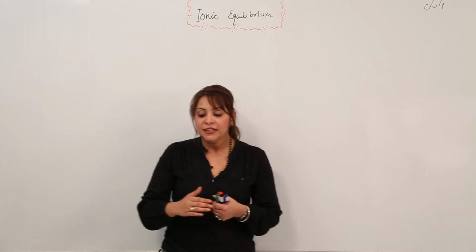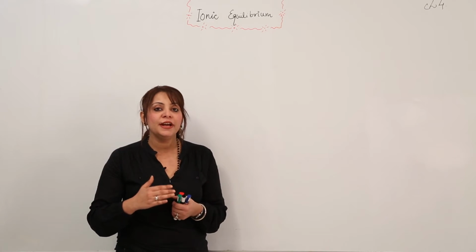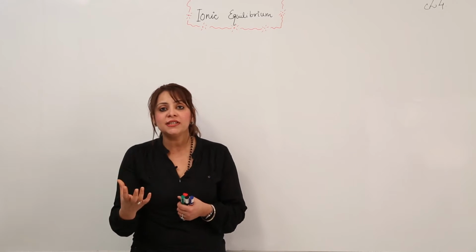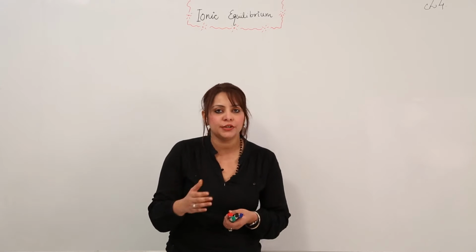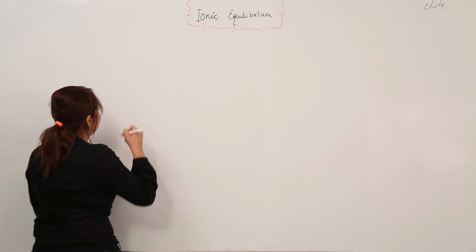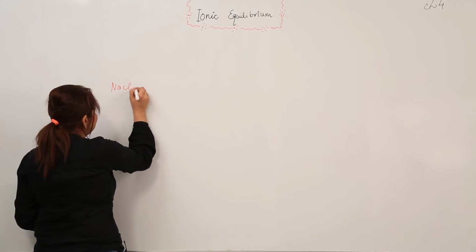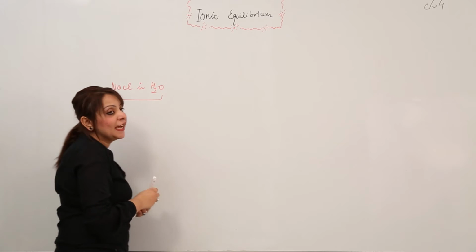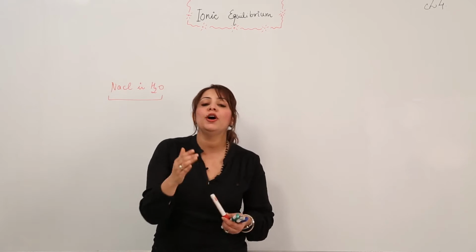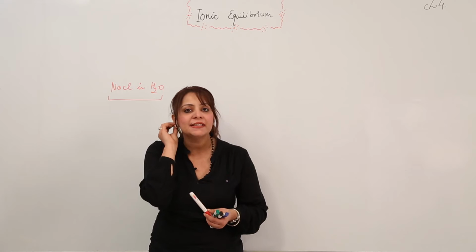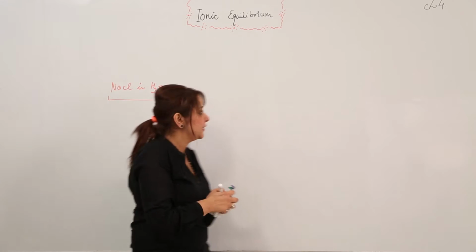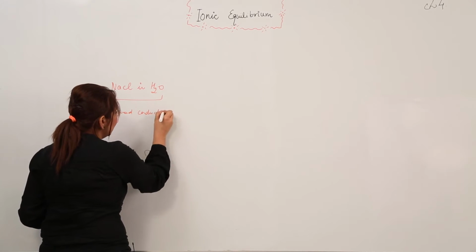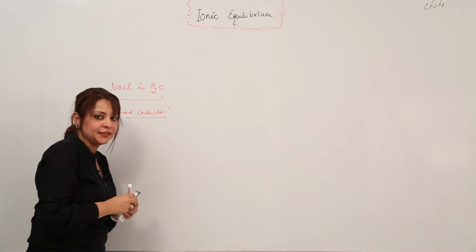For example, take an ionic compound in an aqueous state, like NaCl in water. What we see is that when NaCl is dissolved in water, the aqueous solution of NaCl is a good conductor of electricity. It just allows the electricity to pass through it. So I say it is a good conductor of electricity.